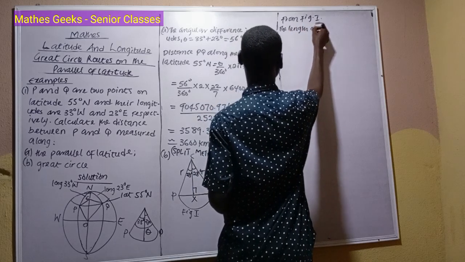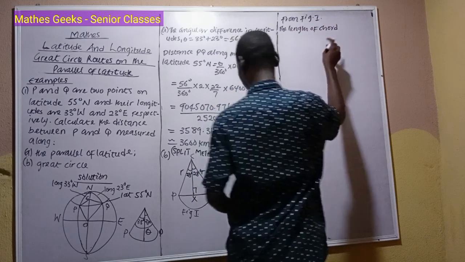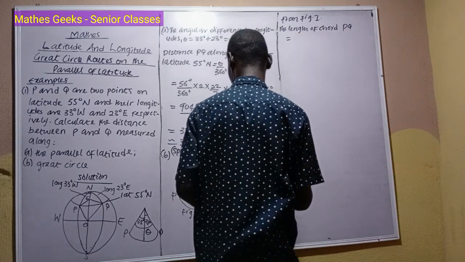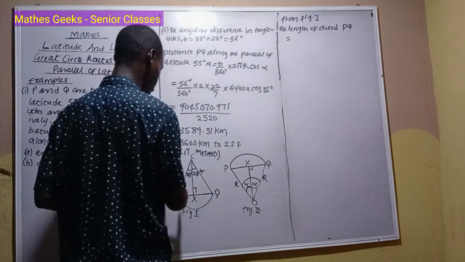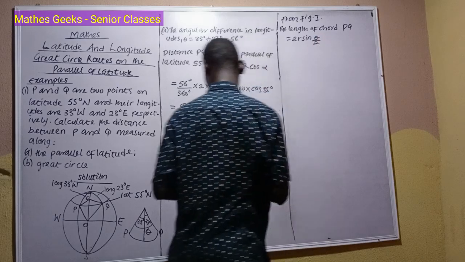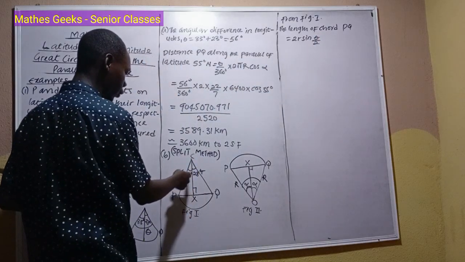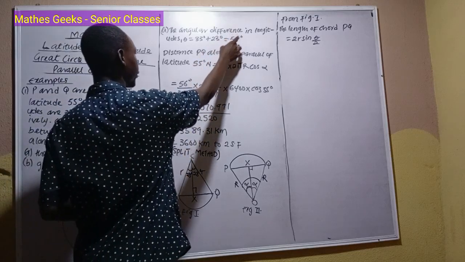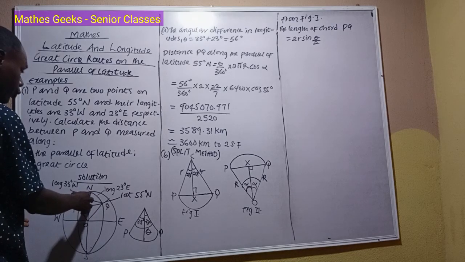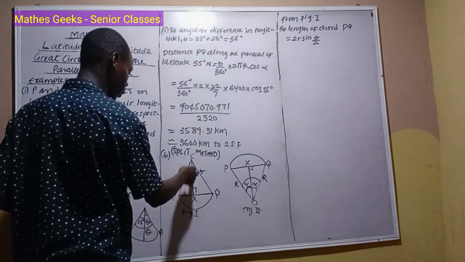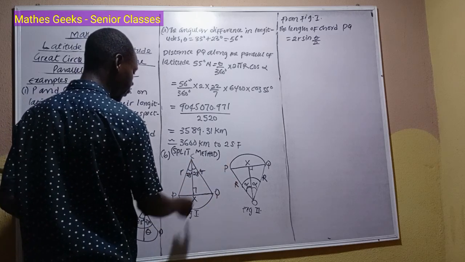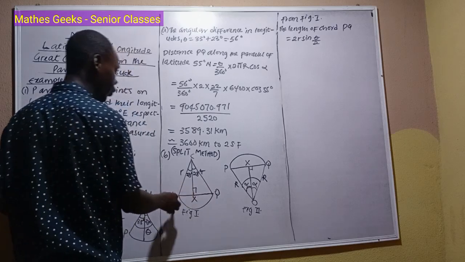And from figure 1, the length of chord PQ is equal to 2r sine theta over 2. Remember that this perpendicular divides this angle, which is the angular difference, 56 degrees here, because this is the small circle, and the difference in the longitude is equal to 56 degrees. So this perpendicular divides the angle into 2 equal parts, and also divides the chord into 2 equal parts. So half of it is XQ, but we need the total length, which is PQ.